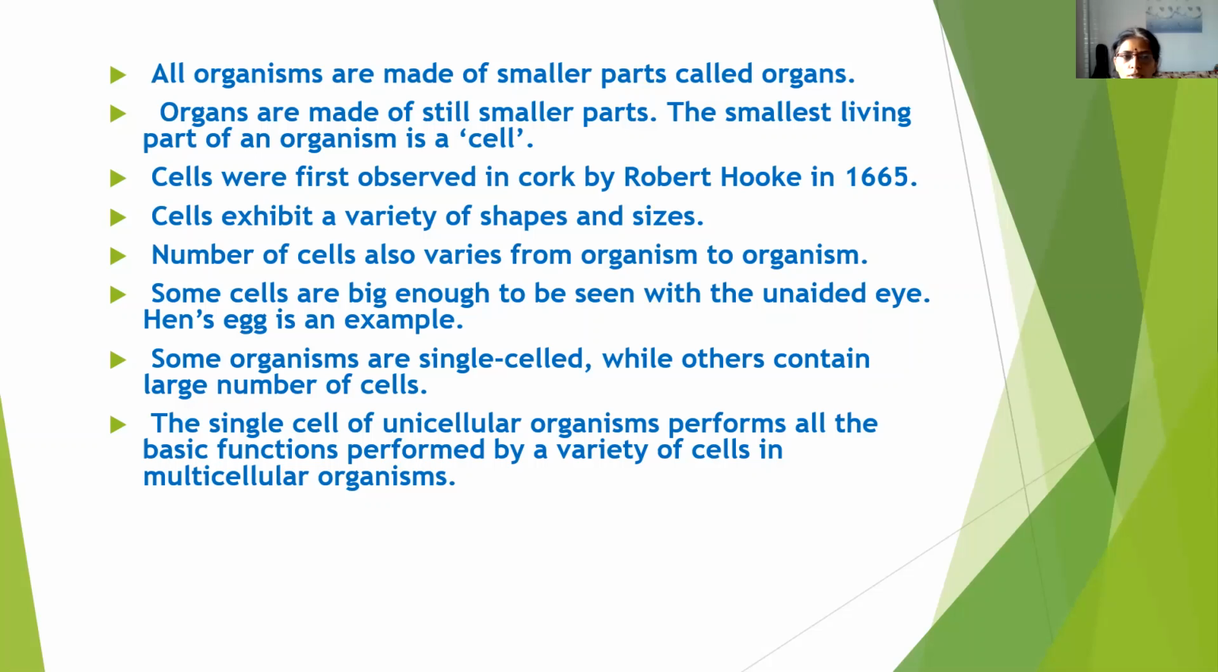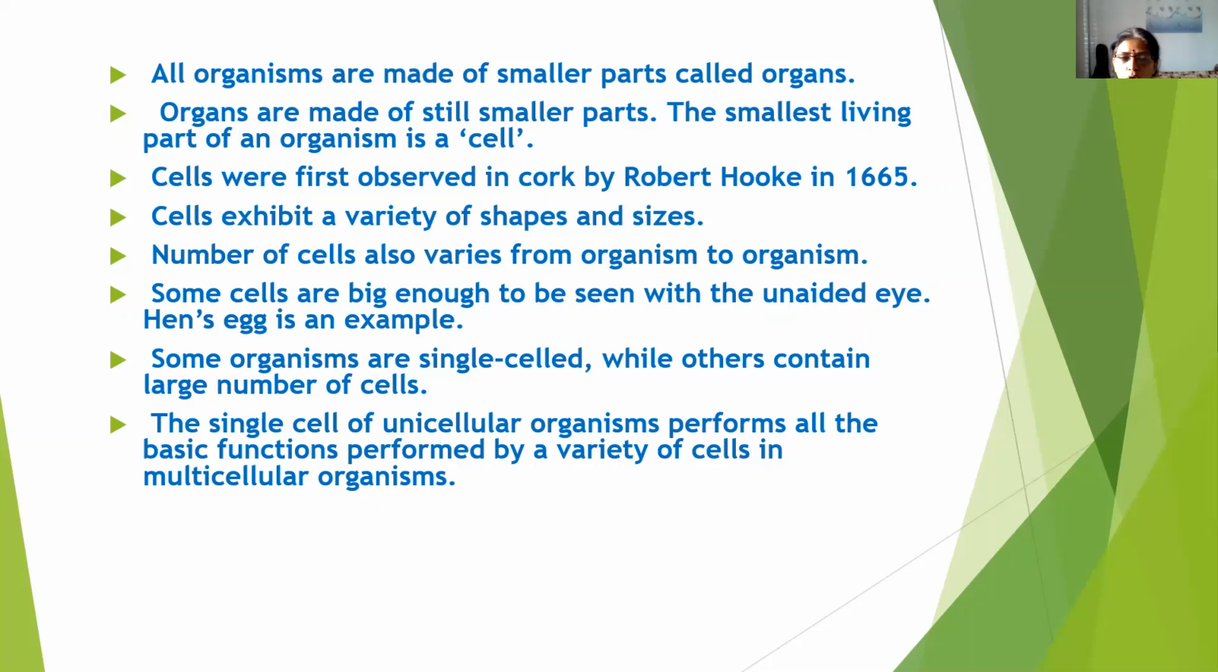And all cells exhibit various shapes and sizes, and the number of cells also varies from organism to organism. As for size, some cells are big enough to be seen with our unaided eye or naked eye. Example, hen's egg. Hen's egg is a cell. So it is big enough that we can see it with our naked eye. And some cells are very small, which we cannot see with our naked eye.